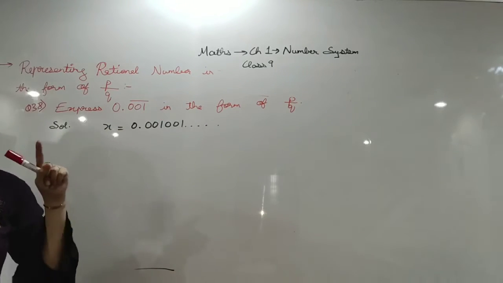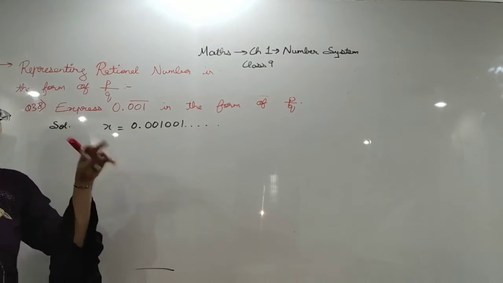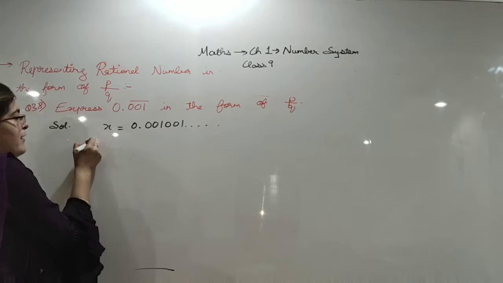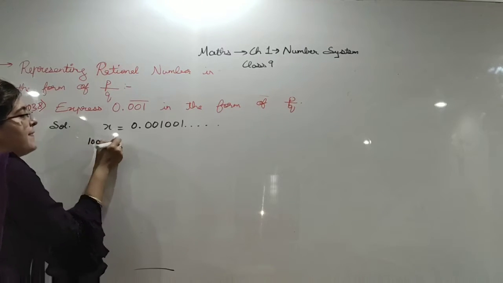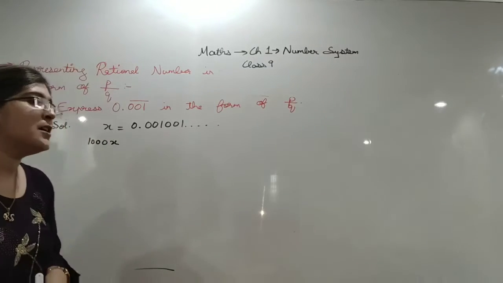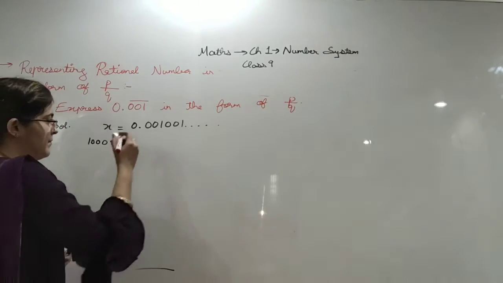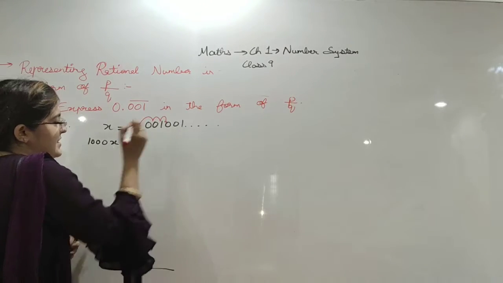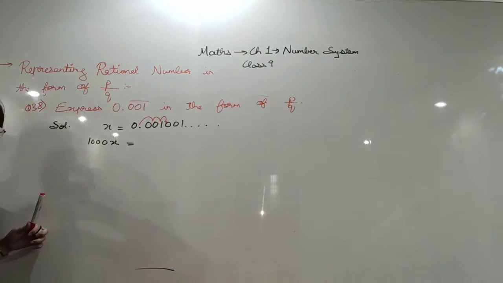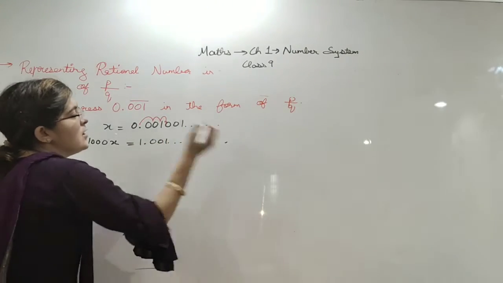Okay, this is a third type in which bar is on 3 digits. We have done a variety in which bar was on 1 digit, then 2 digit, and now we are doing it on 3 digits. Now next step will be we will multiply it by 1000. Why we are multiplying by 1000 on both sides? Because bar is on 3 digits. Now the point will shift by 3 digits. What will come here when we will multiply this number by 1000? It will be 1.001 and so on.